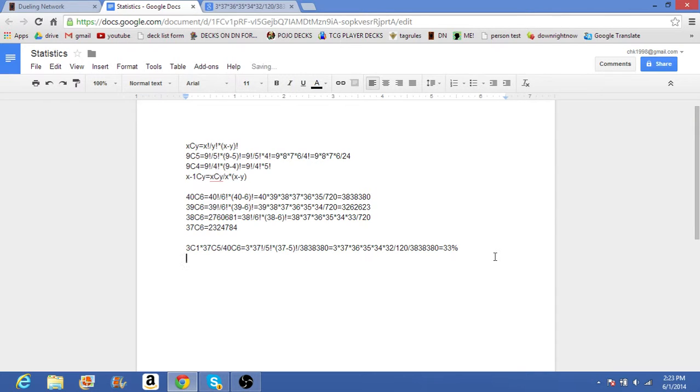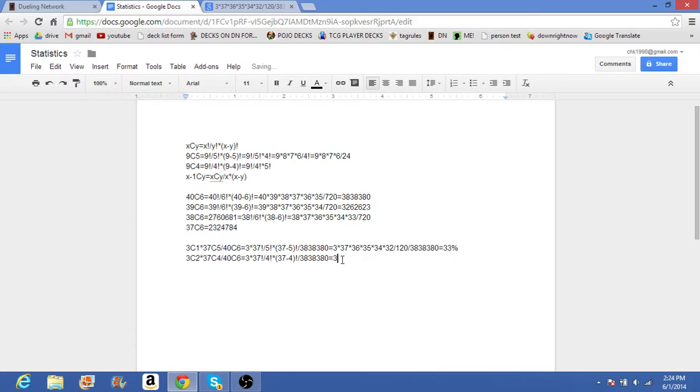So now in order to get the total that we get at least one, we have to do 3 choose 2. Since that's the parallel of 3 choose 1, it's going to be the same, it's going to be 3. So we have this times 37 choose 4, because we took 2 cards out of our hands this time, divided by 40 choose 6. It's going to be 3 times 37 divided by 4 times 37 minus 4. Forgot the parenthesis right there. And it's all going to be divided by 3838380.